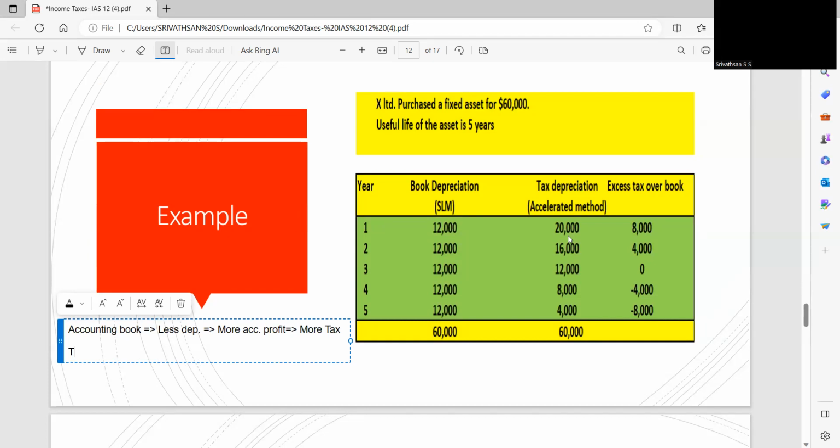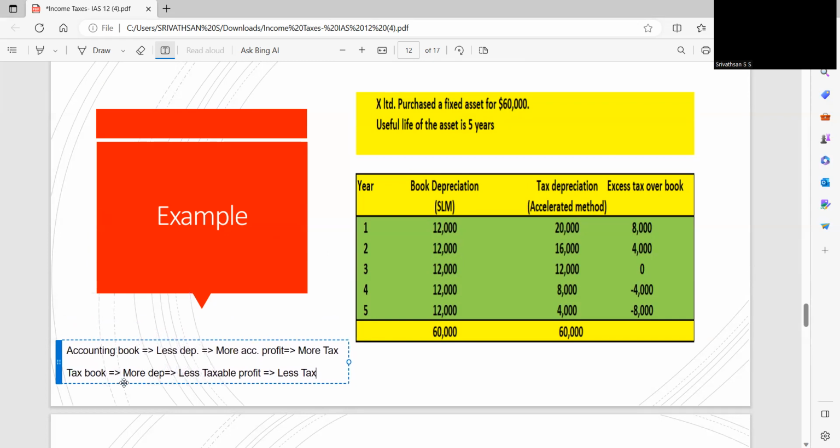It's quite simple. In the tax book, they are charging a higher amount of depreciation, because here it is 20,000 and here it is only 12,000. So a higher amount of depreciation is charged in the tax book. More depreciation means less taxable profit, and less taxable profit means less tax. So according to IFRS, X Limited is estimating that it will pay a tax of, let's say, $10, whereas the tax authority wants X Limited to pay a tax of only, let's say, $8. So there is a difference of $2 here.